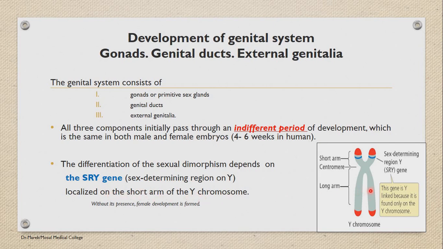Look here, this is the Y chromosomes. This is the short arm of Y chromosomes. This is the long arm of Y chromosomes. In the short arm of my Y chromosomes, there are sex-determining region Y, SRY gene, and this is present only on the Y chromosome. It is absent from X chromosome.